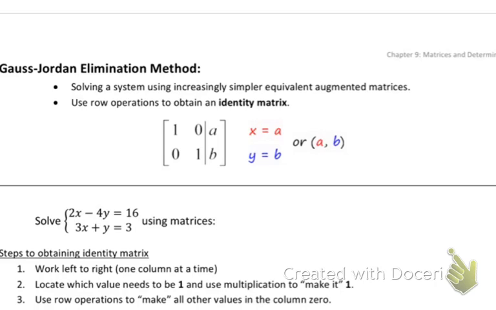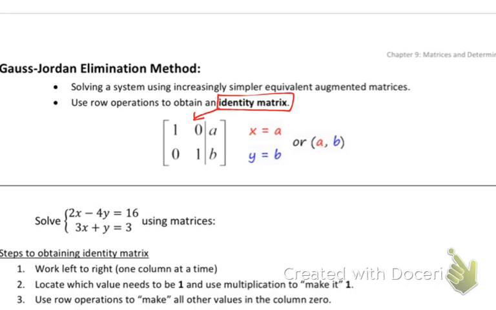So solving a system using increasingly simpler equivalent augmented matrices. In other words, what we're going to do is take any matrix that we have and whittle it down to the identity matrix. And this guy right here is the identity matrix. The identity matrix is going to be a diagonal of 1s where everything else is zeros.